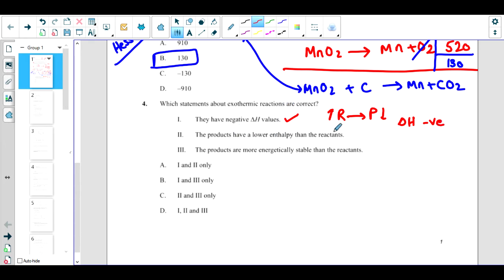The products have lower enthalpy than the reactants. Yes, this is also correct because they lose energy, so they have less enthalpy. And the products are more energetically stable than the reactants. Yes, that is also true because they lose energy and they become more stable. So what's the correct answer? The correct answer is D. 1, 2 and 3, all of these statements are correct.